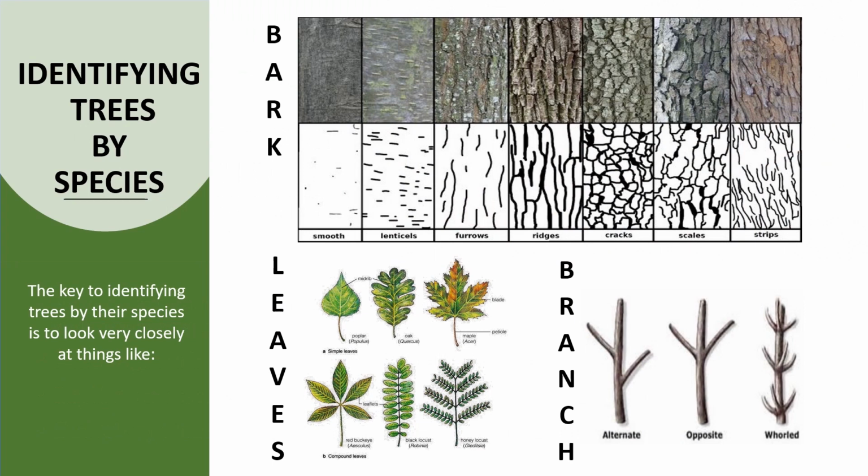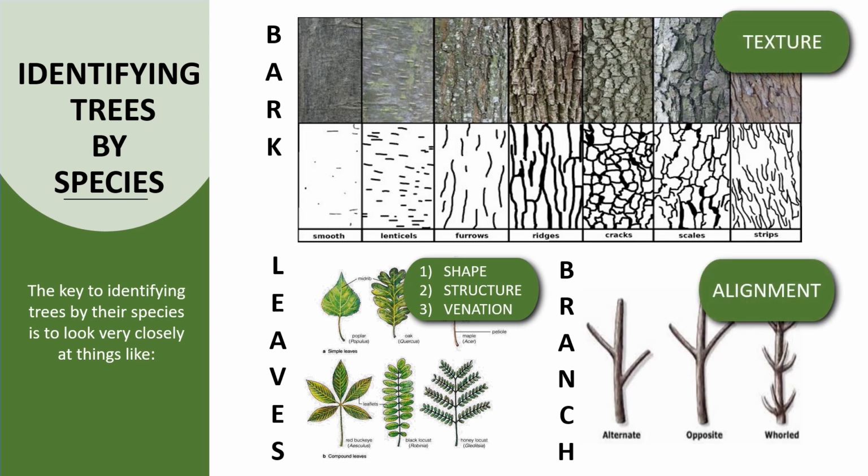Did you know there are over 90 tree species in New Jersey? Unfortunately, we don't have time to show you how to identify all of them today, but we can tell you that the key to identifying trees by their species is to look very closely at a few characteristics such as leaf shape, leaf structure, leaf venation, bark texture, leaf arrangement on the branch, buds, flowers, fruits, and the location that the trees are growing in.